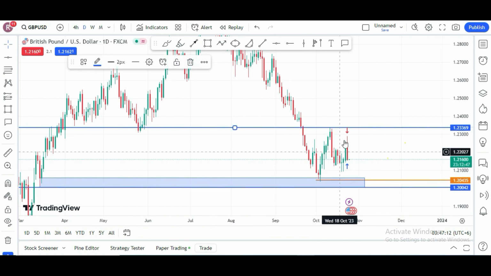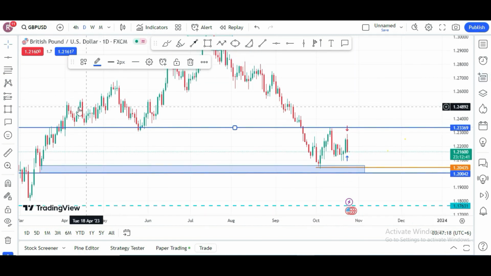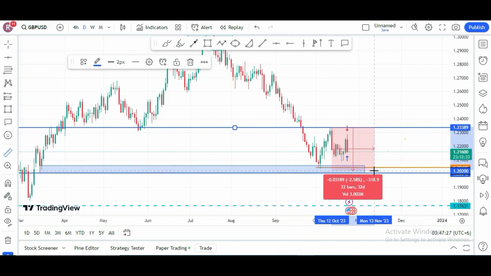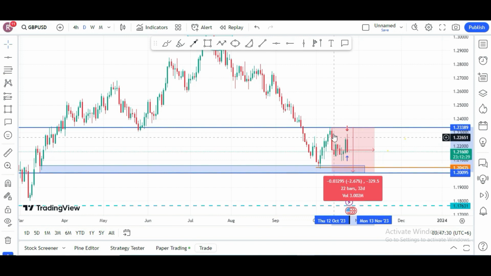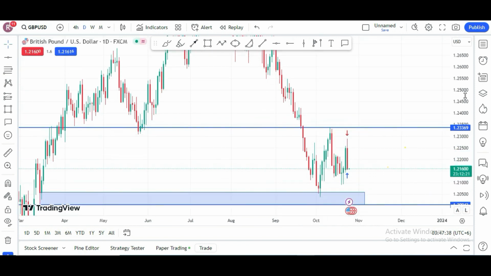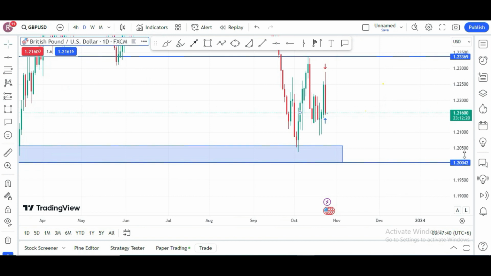And if we see here in day, this top has been created. From here, it has already retraced by 50%. Let's remove these two. So let's concentrate here.